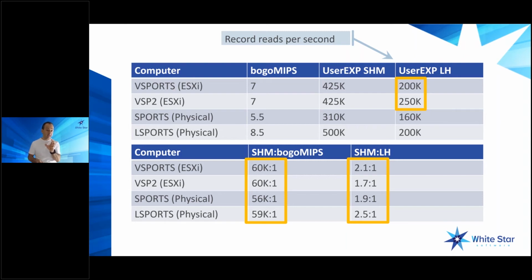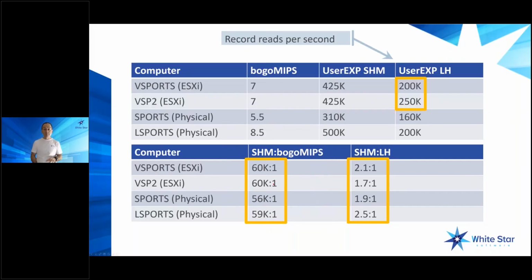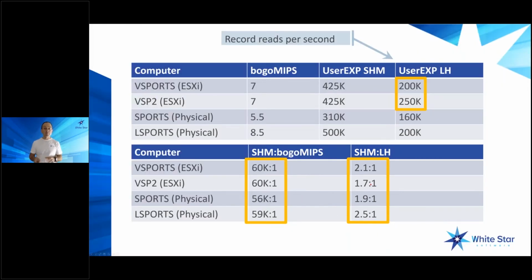And why am I pointing this out to you? Because these numbers are not as clean cut in every environment. We just see a lot of variation from one customer environment to another. So it's really important that you test these numbers in your own environment to see if you are going to be surprised. Interestingly, like I said earlier, the shared memory to BOGO MIPS ratio is pretty consistent, around 55 or 60, right? But the shared memory to localhost ratio varies, from anywhere from 1.7 to 2.5 in terms of the speed.